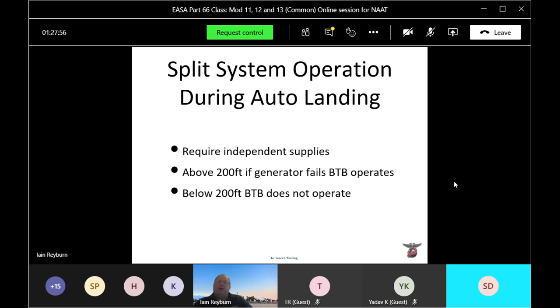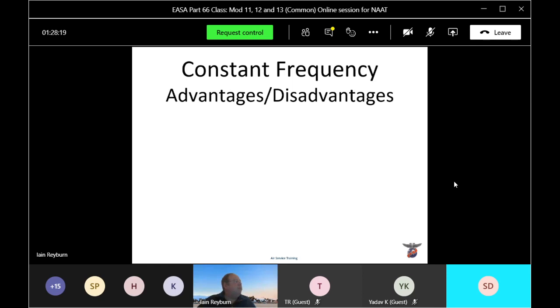So we're all happy on what happens if a generator fails in a split bus system. Above 200 feet, the system will operate as normal. The bus tie breaker will close and it will be supplied by the functioning generator. Below 200 feet, the bus tie breaker stays open and the pilot will physically fly the aircraft down. Are we all happy on that?